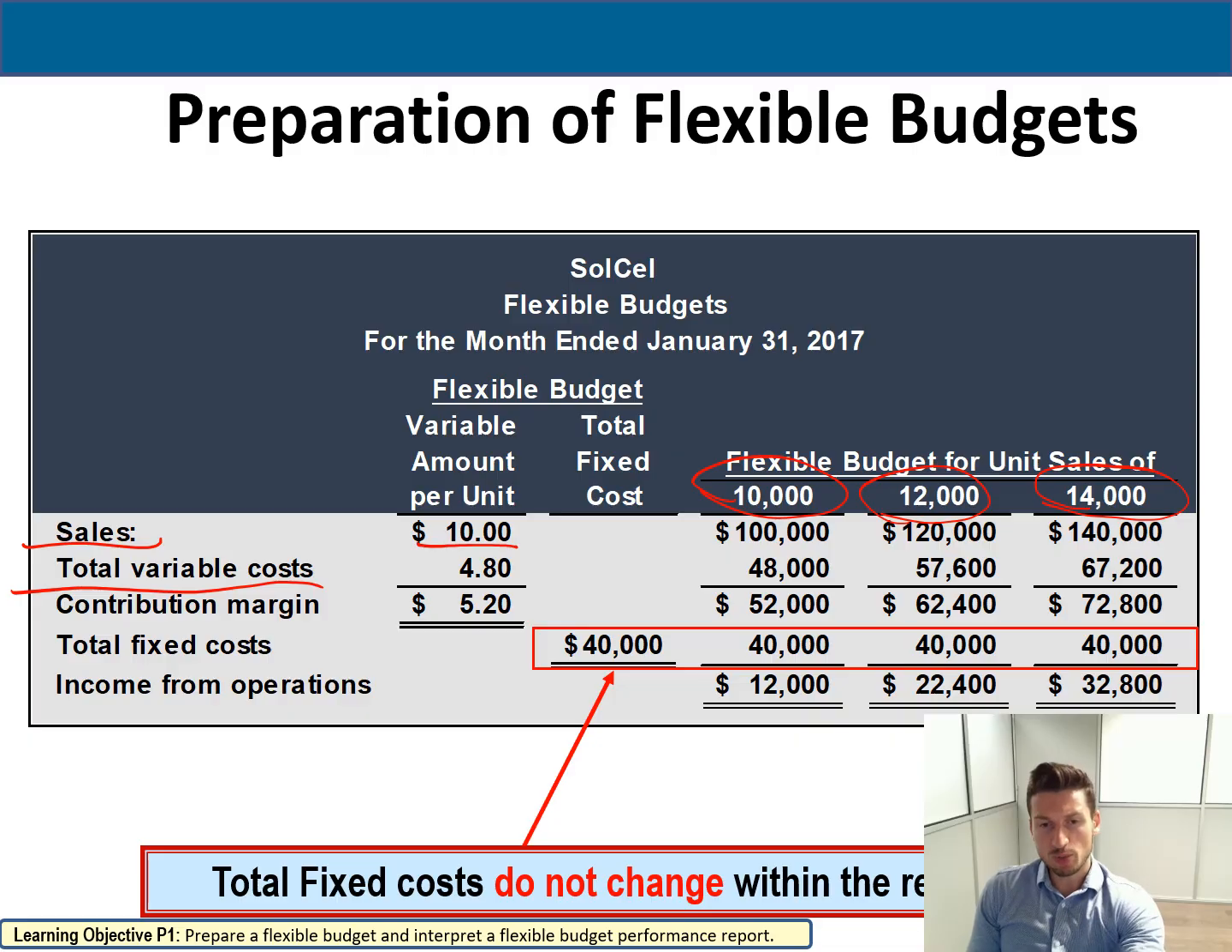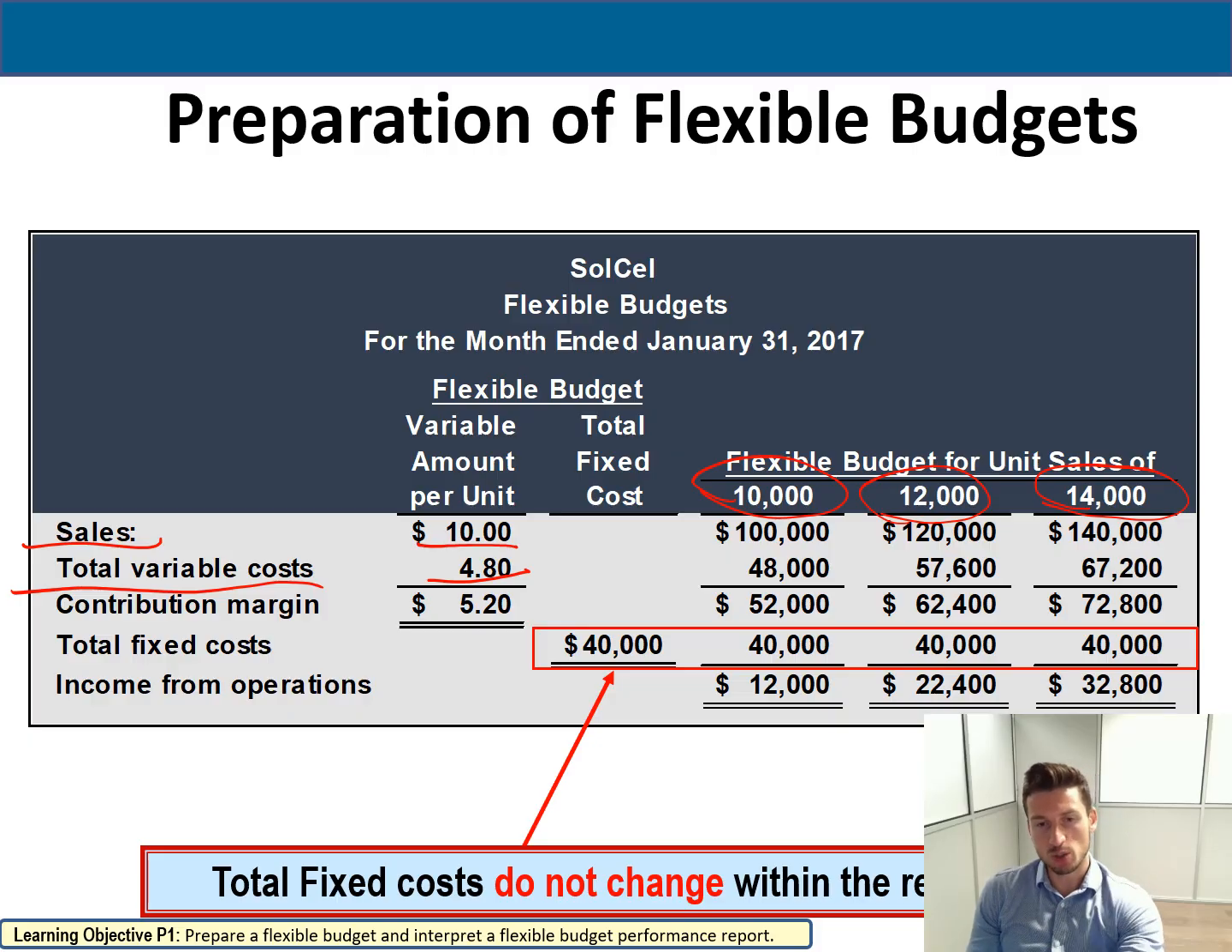So the variable cost per unit, which I'm expecting to have, is 4.80. Please don't forget that these results are budgeted results, which means that's what we are expecting. Okay, it's not real numbers, because when we do budgeting in the beginning of the year and at the end of the year, we compare actual result with budgeted result.